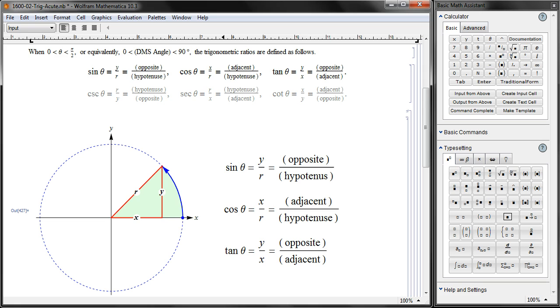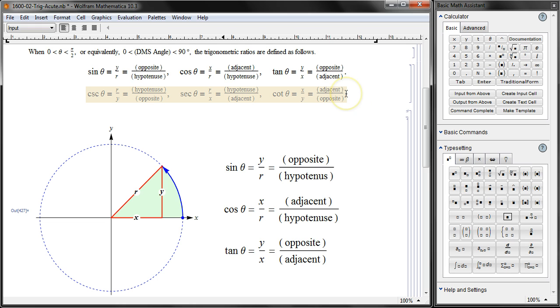Sine, cosine, and tangent, the three standard trigonometric ratios, are defined as opposite over hypotenuse, or y over r, adjacent to hypotenuse, x over r, and finally opposite over adjacent, y over x. And they're all, go to this picture here, a red right triangle inscribed in this blue sector.